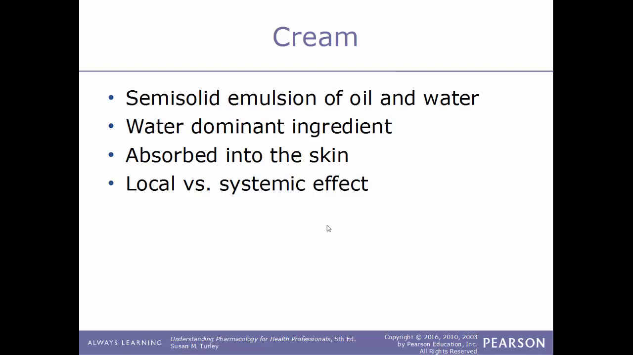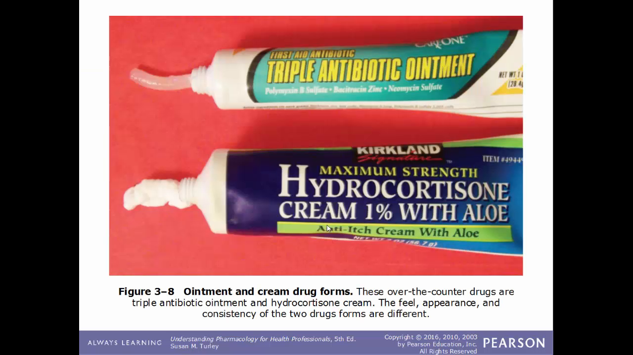Now when comparing ointments and creams, this is how they would look side by side. On top you have a standard antibiotic ointment, and here on the bottom you have a hydrocortisone cream. Just by looking at this you can tell an ointment will have a much more solid consistency to it, and it will be clear in appearance, and a cream will be much more opaque.